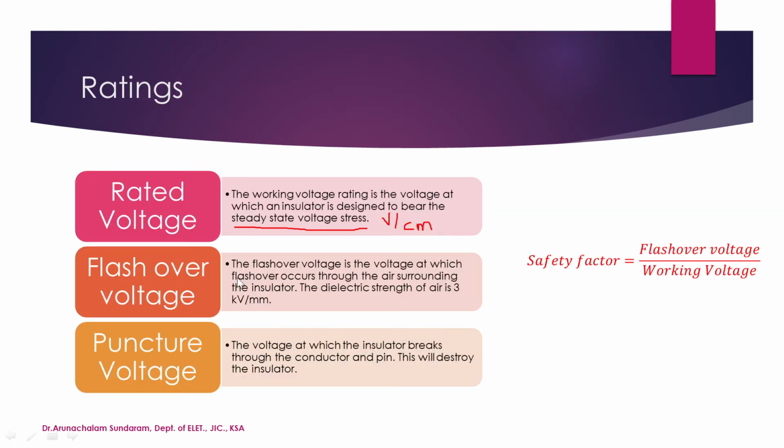So flashover voltage means the voltage at which the air surrounding the insulator becomes a conductor, and there is a flashover. Flashover means it is an arc. Now what do you mean by puncture? Puncture means the voltage level is so high that the entire insulator is damaged. This breaking occurs inside the insulator. That is the difference between flashover and puncture. In flashover, the arc appears outside, whereas in puncture, it goes through the insulator and damages it.